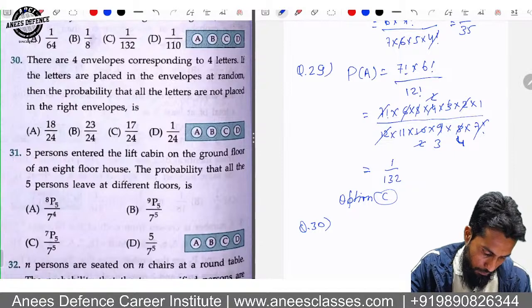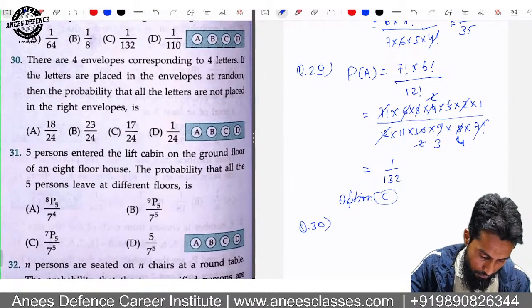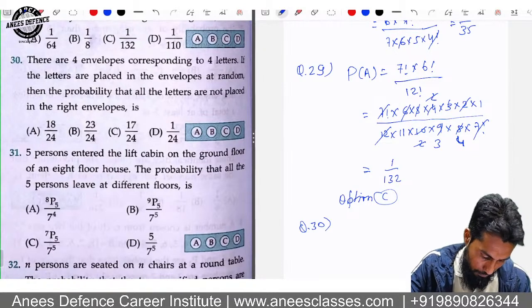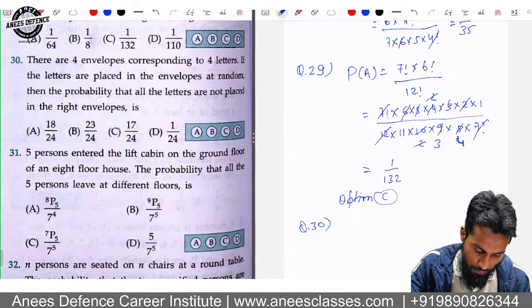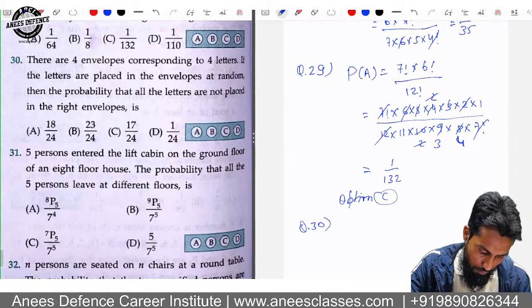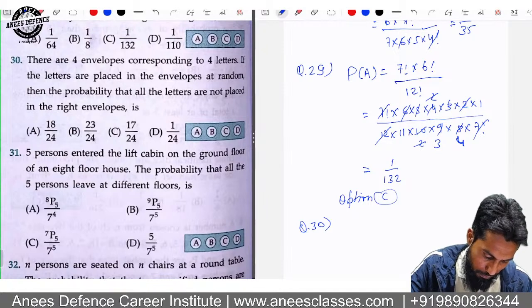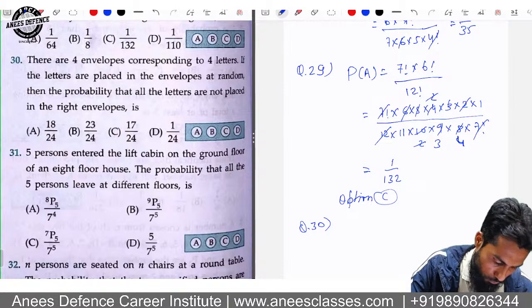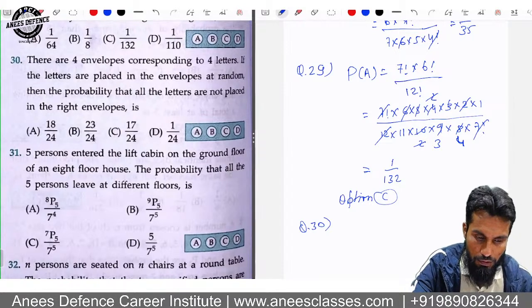Corresponding to 4 letters, the letters placed in envelopes, what is the probability that all the letters are not placed in the right envelope? Not placed in the right envelope means one will be the correct way and others all will be wrong. That means they are wrongly placed. That is 1 minus that correct condition. Correct condition will be 1 in each of them. So 1 by total cases, which is 4 into 4 into 4 into 4, that is 4 to the power 4. 1 minus 1 by 4 to the power 4 will be your answer.